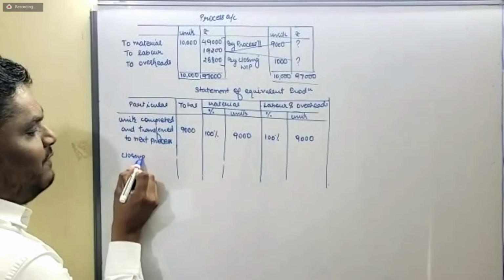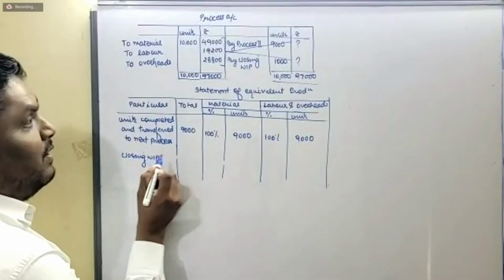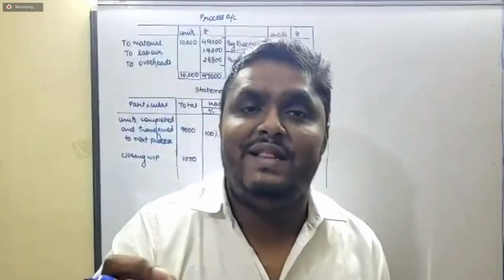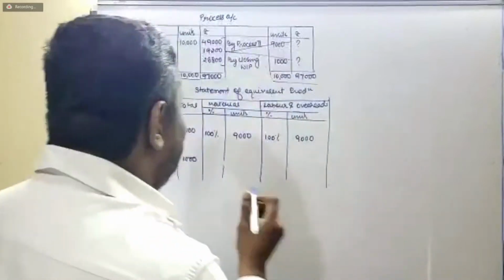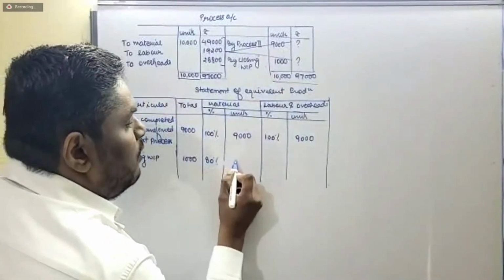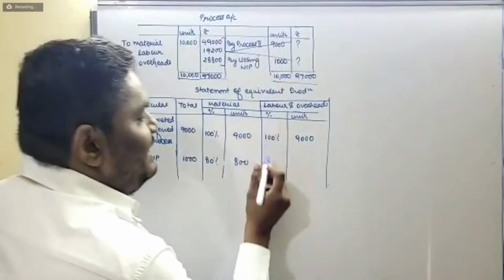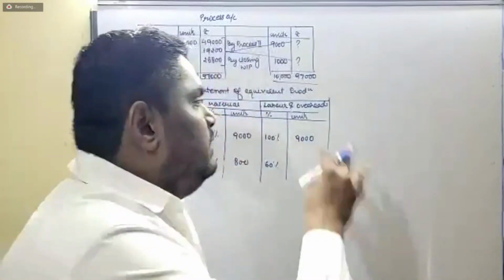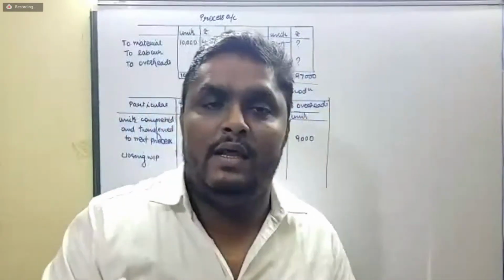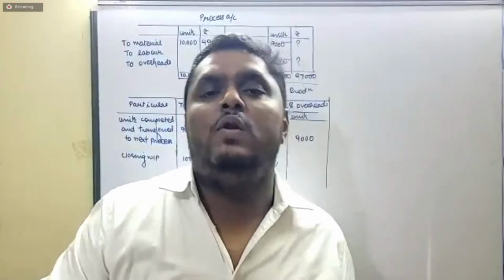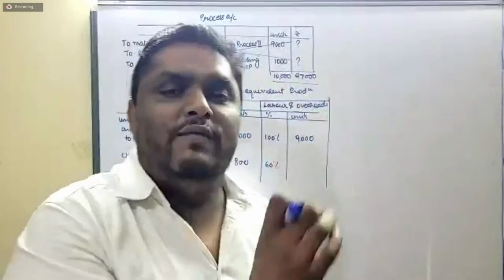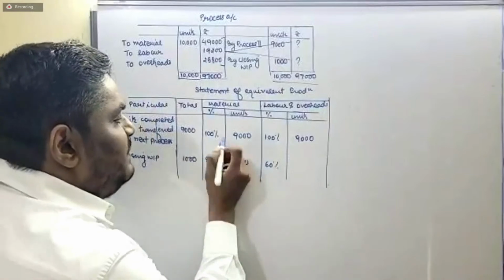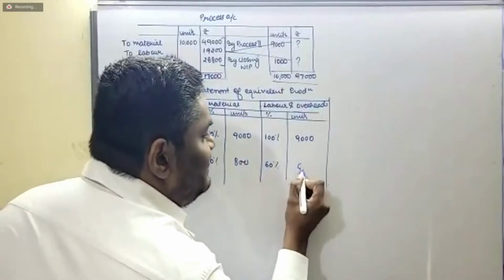When talking about closing work in progress, the total number of units are 1,000. Now it is given in the question that these units are 80% complete in respect of material. So 800. And 60% in case of labor and overhead. If labor was 60% and overheads 50%, we would make labor and overhead separately. But the percentage of completion of labor and overhead is same, so I have considered it in only one column. So the percentage of completion of labor and overhead is how much? 60%. So 1,000 into 60%, that is 600.